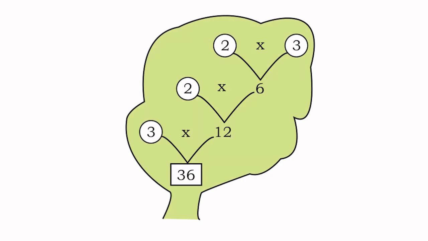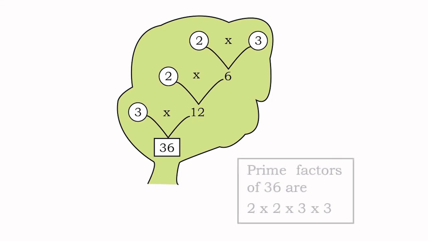Let's look at another example. 36. 36 can be written as 3 into 12. That's right. 12 can be further broken into 2 into 6. 2 is a prime number, so we are writing it in the circle. 6 can be written as a product of 2 and 3. Therefore, the prime factors of 36 are 2 into 2 into 3 into 3. This is how we use the factor tree method to find the prime factors of any given number.